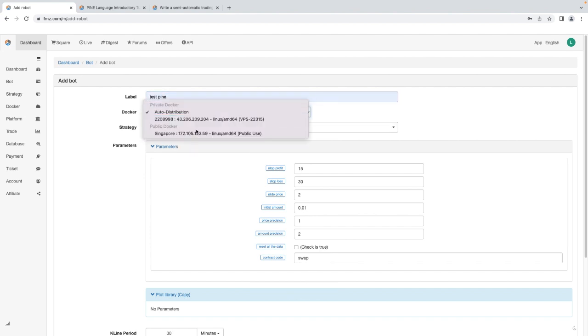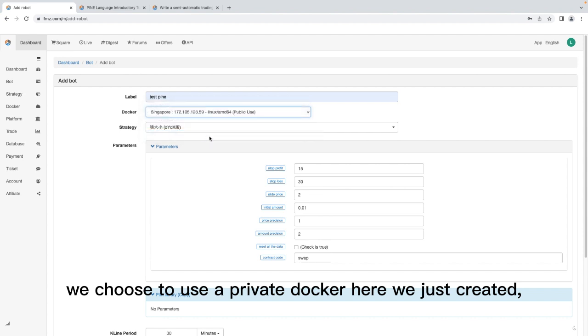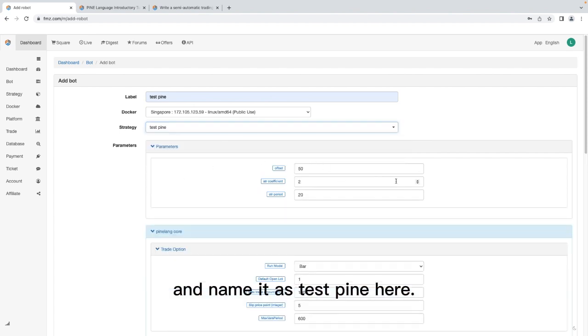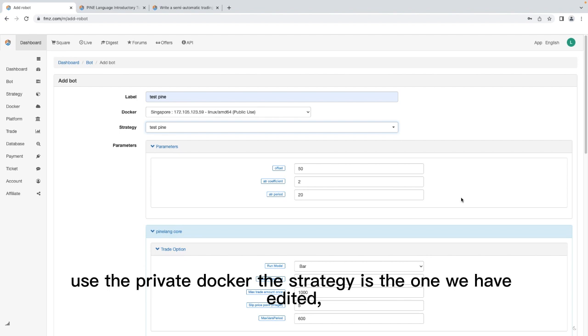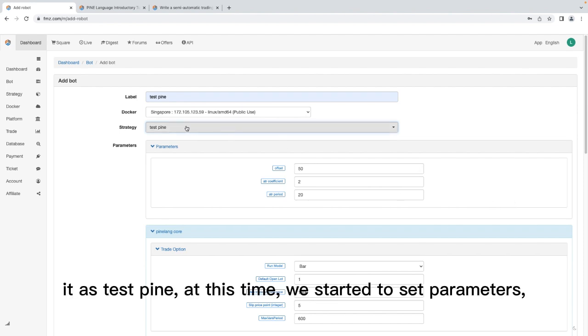We choose to use a private Docker here. We just create it and name it test pine. When we create a robot, we must use the private Docker. The strategy is the one we have edited, and we named it test pine.